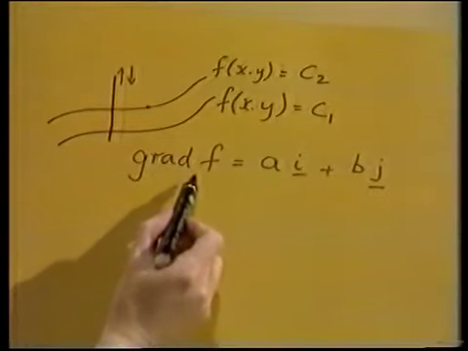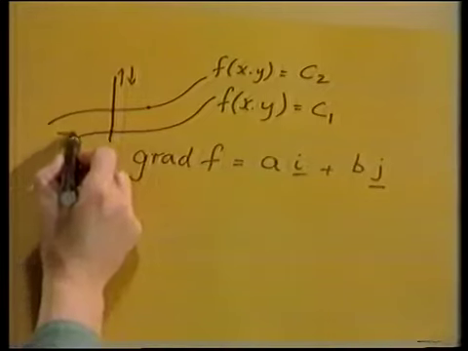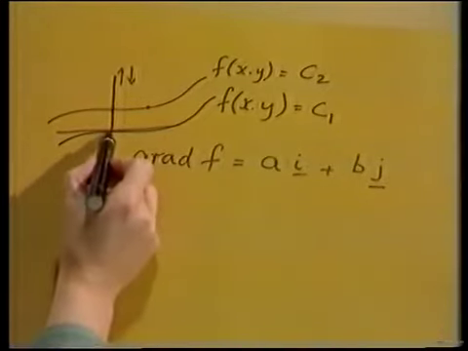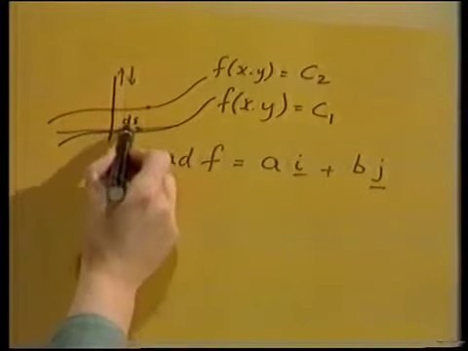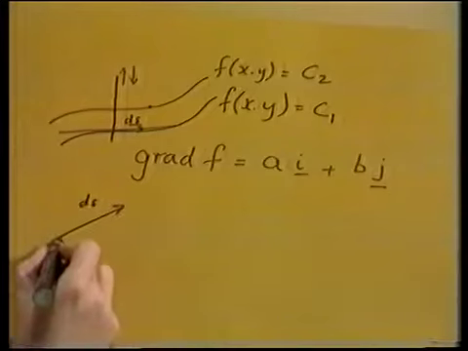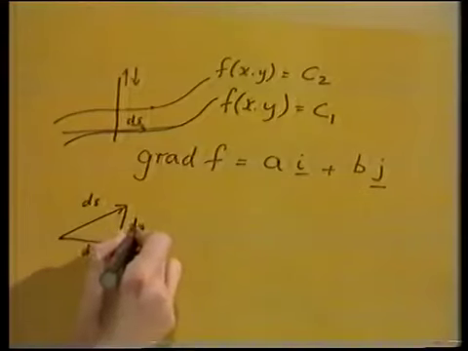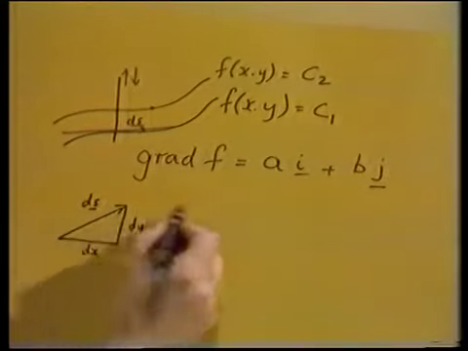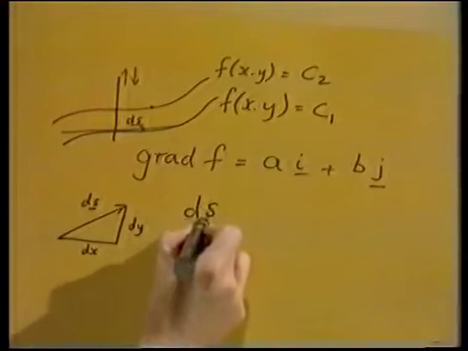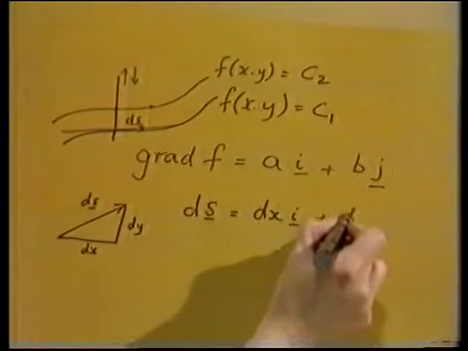Well, the one thing that we do know about grad f at the moment is that it's perpendicular to this contour, that is, it's perpendicular to a tangent drawn at this point. Now, a vector along that tangent, say ds, I can break down into two parts. If that's ds, then I can break it down into dx in the x direction and dy in the y direction, so that I can now write that ds is equal to dx i plus dy j.